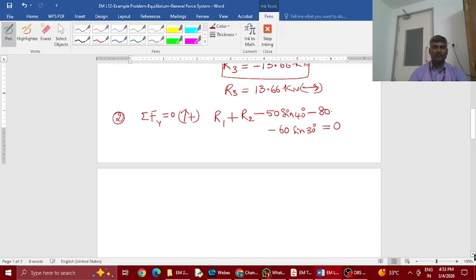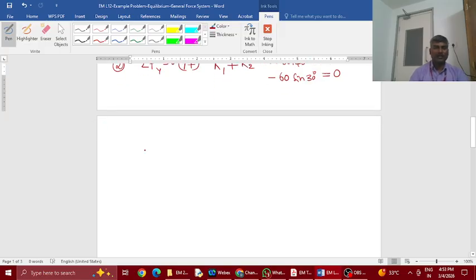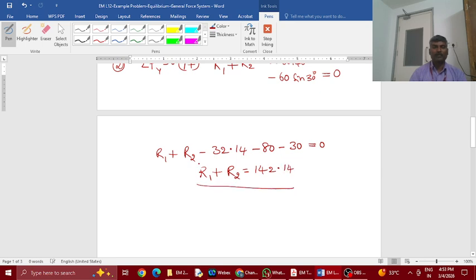So we'll pick R1 plus R2 minus, solving for those values, 32.14 minus 80 minus 30 is equal to 0. So we get R1 plus R2 value as 142.14.